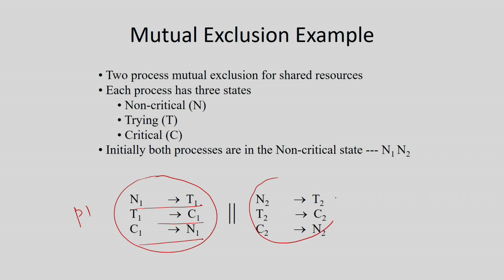Similarly, these are the possible transitions for the process P2. Process P1 and P2 are always trying to access a shared resource. Now, you have to guarantee mutual exclusion, that both should not enter into the critical region at the same time. So, these are the 3 states we have, N1, T1, C1, and these are the possible transitions. That means we have 3 possible transitions for process P1. Similarly, we have 3 possible transitions for process P2.